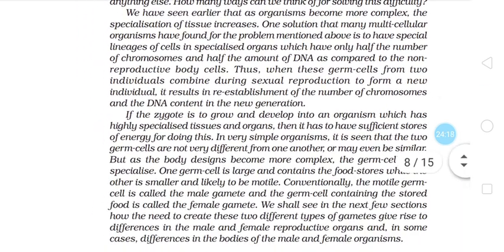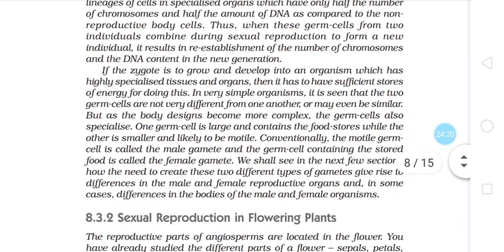Thus, when these germ cells from two individuals combine during sexual reproduction to form a new individual, it results in re-establishment of the number of chromosomes and the DNA content in the new generation. If the zygote is to grow and develop into an organism which has highly specialized tissues and organs, then it has to have a significant store of energy for doing this.